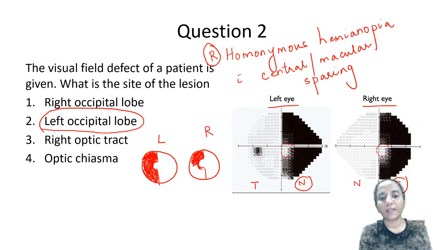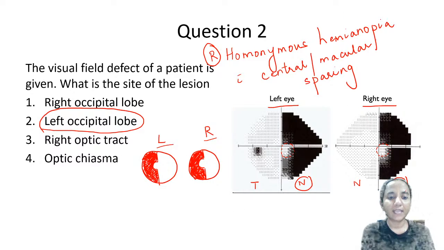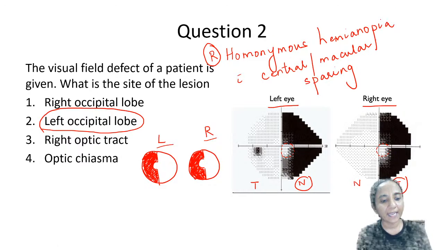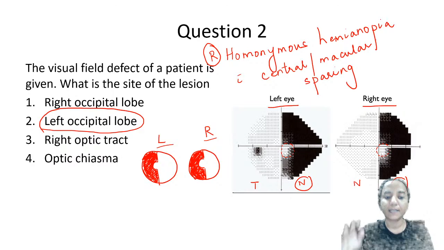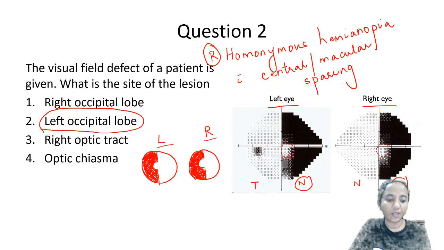Here in the picture, they have actually made it easy by giving us the right and the left. I am writing it exactly the same way we have the picture. So this would be called a left homonymous hemianopia with macular sparing, and then our answer would have been the right occipital lobe. But what has been given to us here is that the field defect is towards the right side. So it's a right homonymous hemianopia with macular sparing, and so our site of lesion is going to be the left occipital.